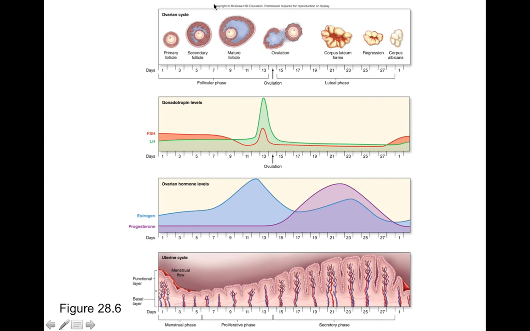So in this slide, what we're looking at is a comparison of the ovarian cycle to the uterine cycle, as well as changes in hormonal levels you find influencing these cycles. So earlier we talked about how the hypothalamus released gonadotropin-releasing hormone, and that stimulated the anterior pituitary to release FSH and LH, or follicle-stimulating hormone and luteinizing hormone.